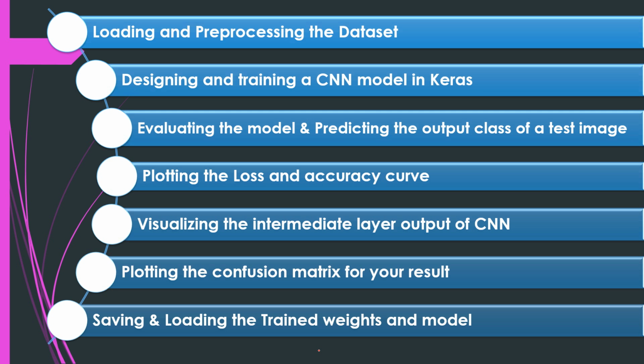Okay, so that's all. I guess we are through with loading the dataset, designing, evaluating, plotting, visualizing, plotting the confusion matrix for your result, and saving and loading the trained weights and models. I was hoping to show you the codes also in the Spyder environment, but I guess this video is getting very long, so I'll do it in the next video maybe. But whatever I explained, that is the essence of this tutorial. If you understand that, you can change those parameters and put your own data set, your own target names, number of labels, and train your own network and visualize all this cool stuff.